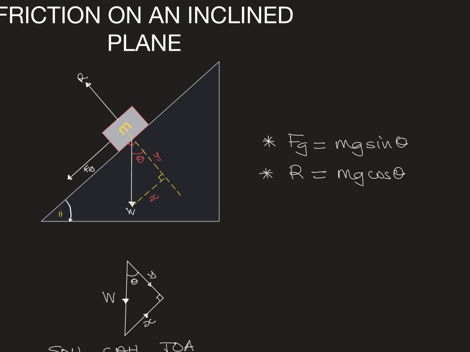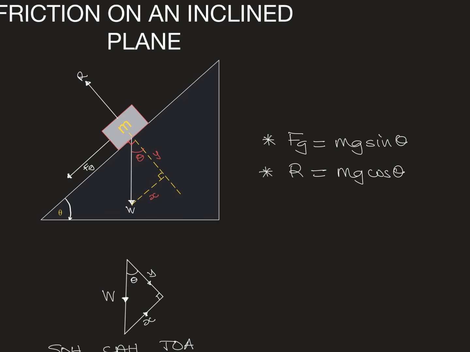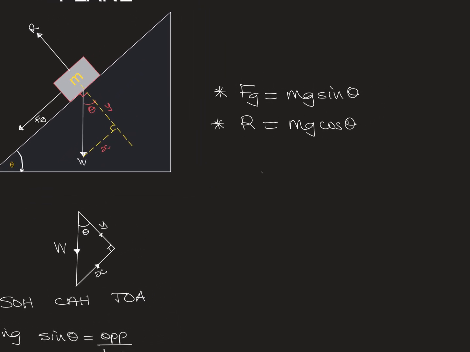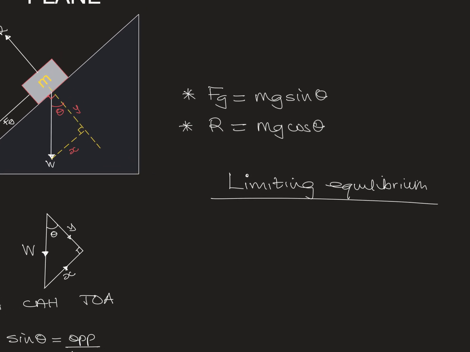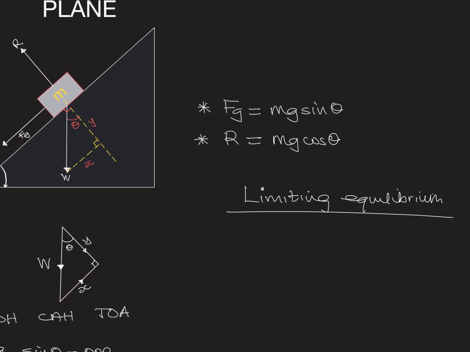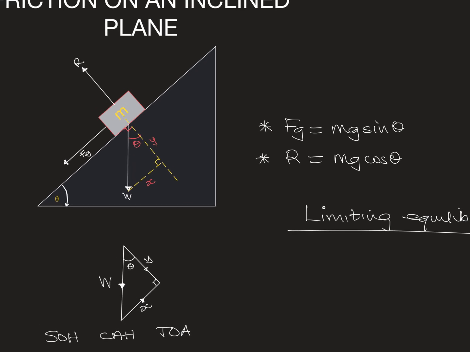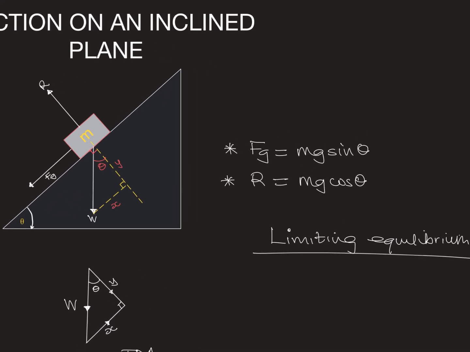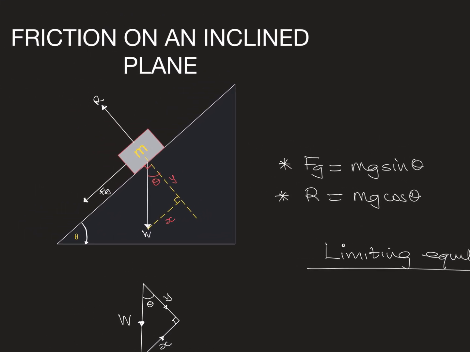We want to talk about a special case that is known as limiting equilibrium. So what is limiting equilibrium? We have discussed that previously. Okay, so we say limiting equilibrium is a condition when the object is about to slide.